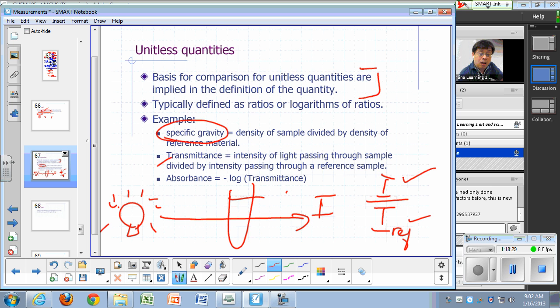Anytime you take the log of something, usually you take the log of something that's unitless. So quantities that are calculated using logarithms are also unitless. Absorbance is an example. By definition, the absorbance of a solution is the negative of the logarithm of the transmittance. So transmittance is unitless, you take the logarithm of a unitless quantity, and absorbance is also unitless. Okay, so, question?